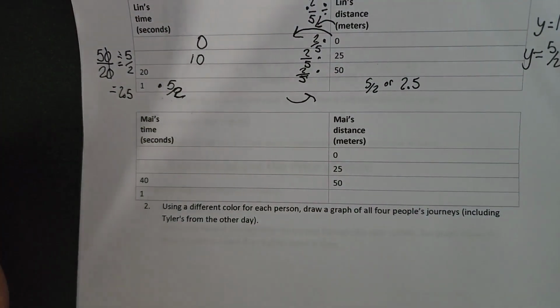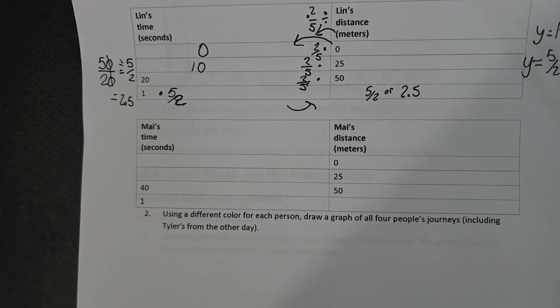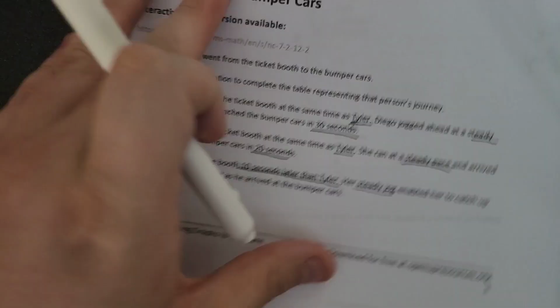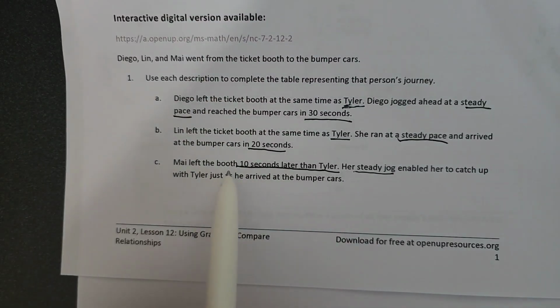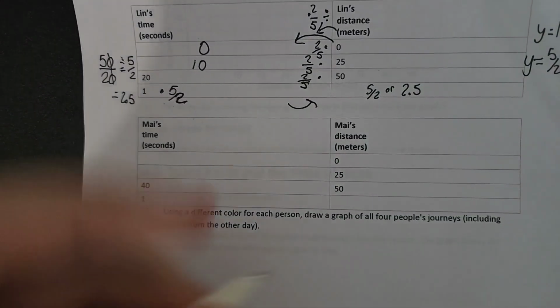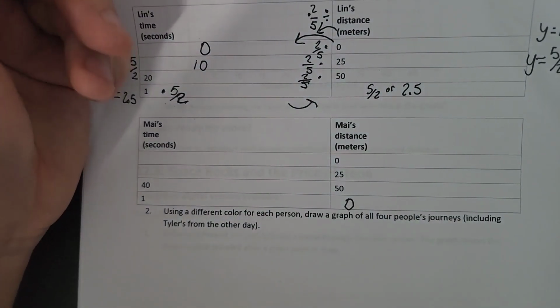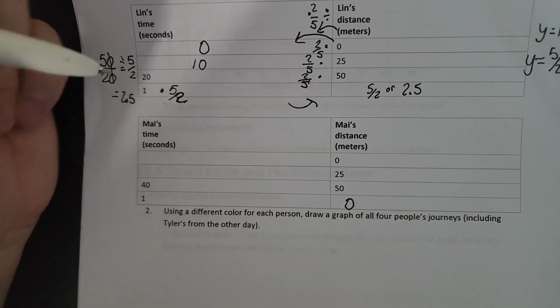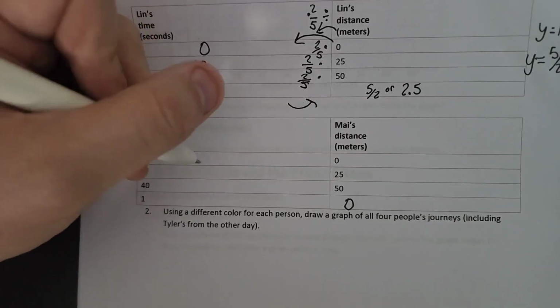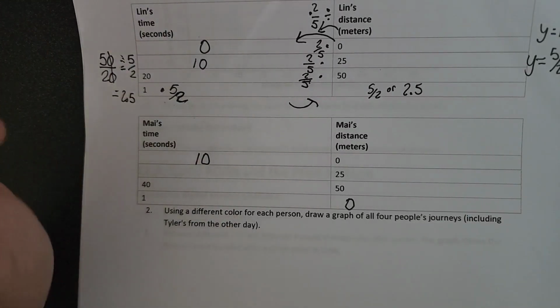Okay? And now, the last one. Now, at time 0, what did it say Lynn did? Or May? May said she left the booth 10 seconds later. So, what happened at second 1? Well, she didn't move at all, right? What about second 2? Did she move? No. When did she start moving? Yeah, after 10 seconds. So she was just in La La Land.